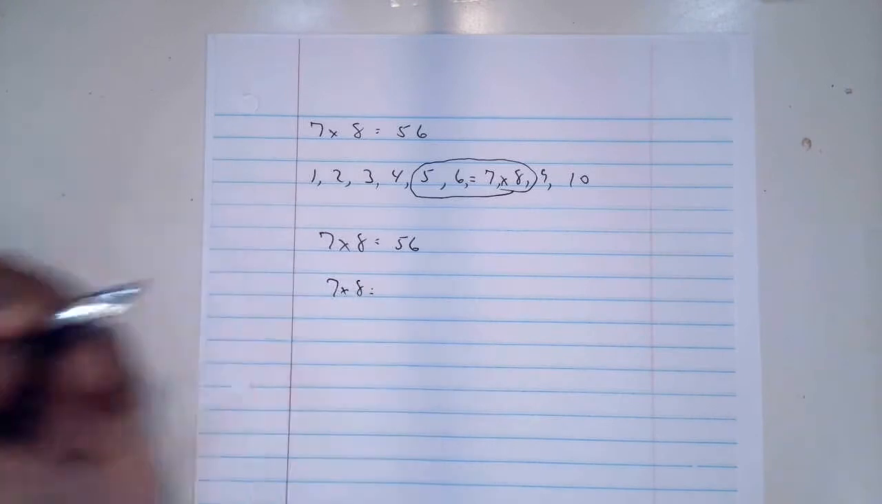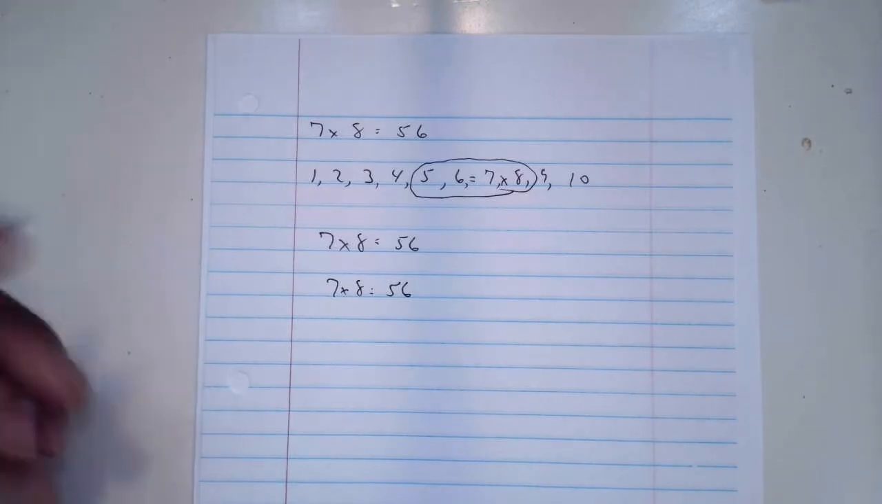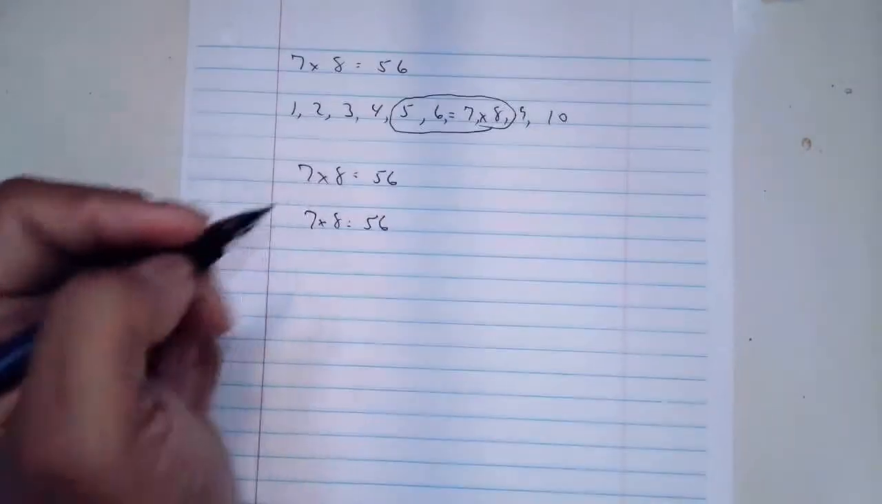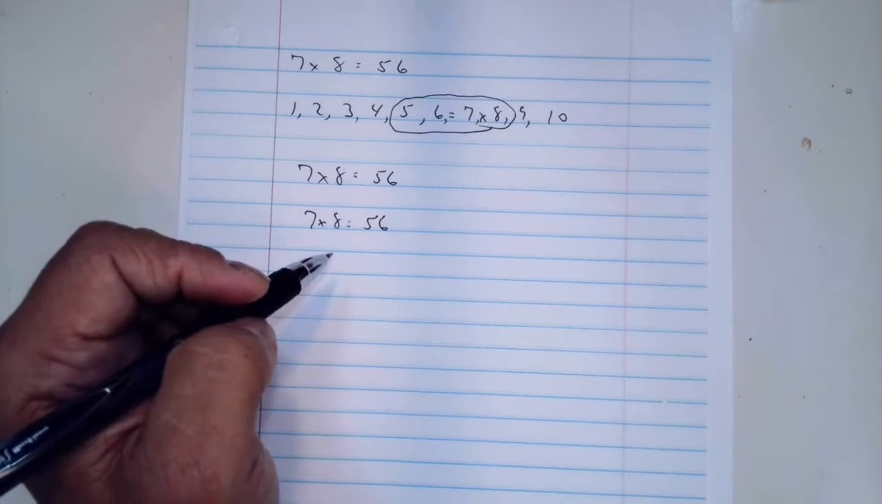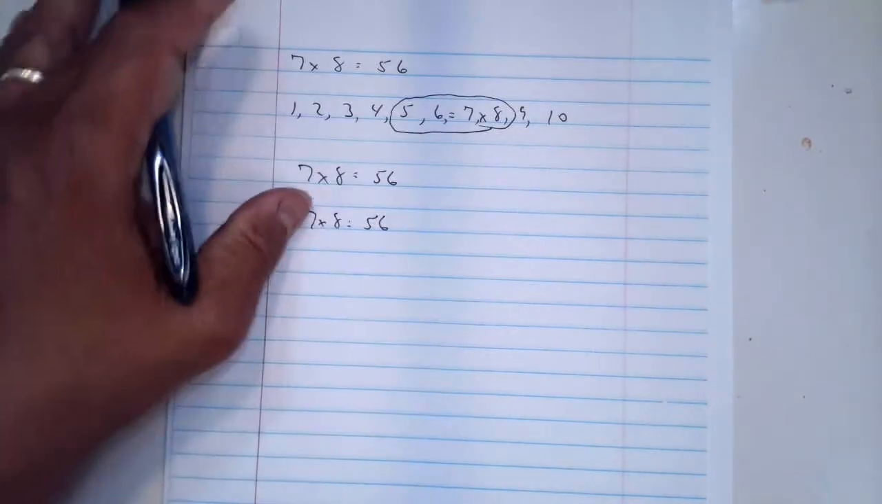7 times 8, 5, 6, 7, 8. See that? 7 times 8 is 56. Why? 5, 6, 7, 8. Now, in a little while, we'll be doing another one, or, no spoiler alerts, okay?